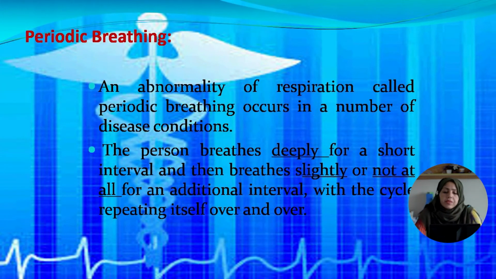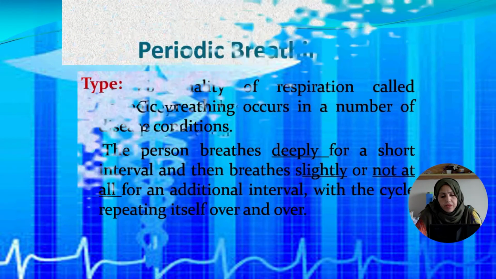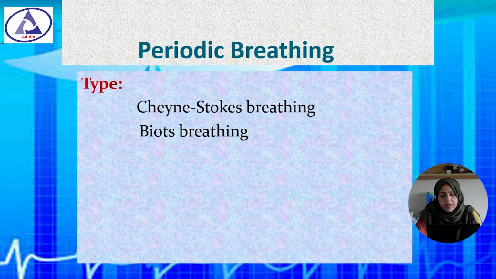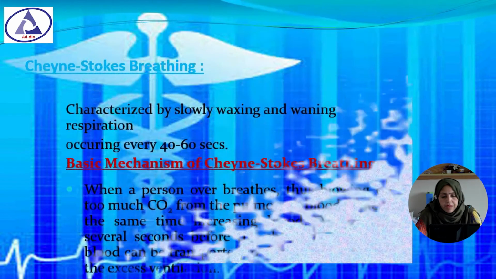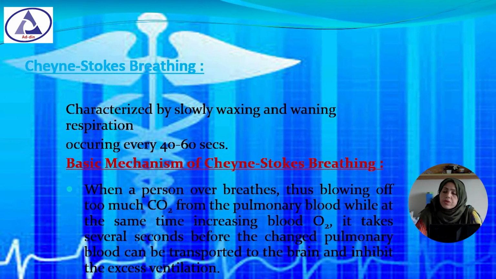Now, periodic breathing. It is an abnormality of respiration that occurs in a number of disease conditions. The person breathes deeply for a short interval of time and then breathes slightly or not at all for an additional interval, with the cycle repeating itself over and over. Types of periodic breathing are Cheyne-Stokes breathing and Biot's breathing. Cheyne-Stokes breathing is characterized by slowly waxing and waning respiration occurring about every 40 to 60 seconds.